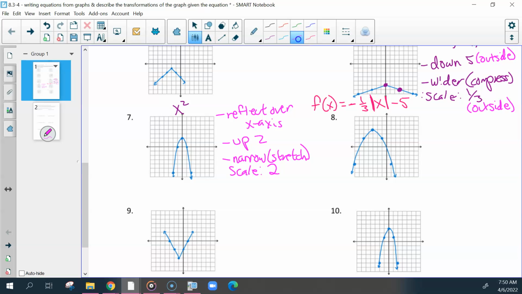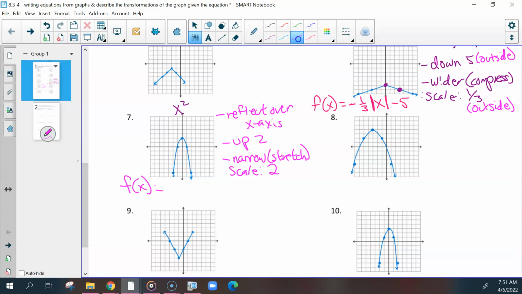So if you look at that difference, and look at what it's doing, if it got narrow, then it has to be some number bigger than 1. If it's compressing or getting wider, it would have to be something smaller than 1. And we'll do an example like that. So then using these things, we again have outside transformations, because they're all vertical.